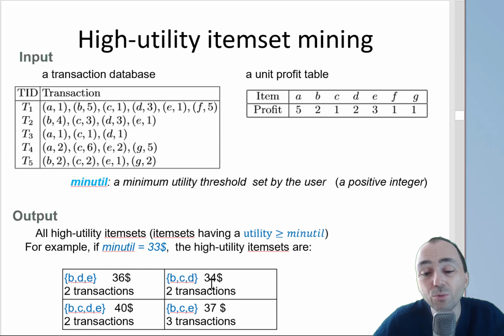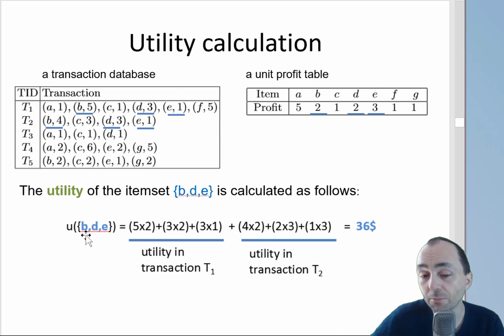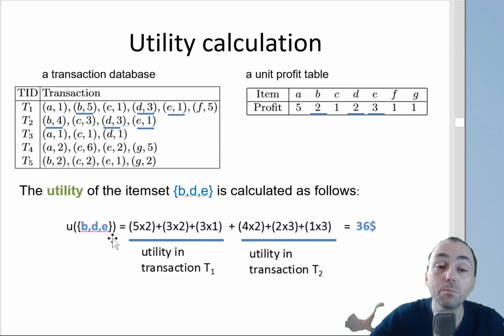But how do we calculate the money? Let me explain more about this to you. How do we calculate the utility, or the money, in this case? Let's say we take an example. I want to find the utility of BDE together. It is important to say this is BDE when people buy them together: bread, date, and egg. But they cannot be separate. They must be together.